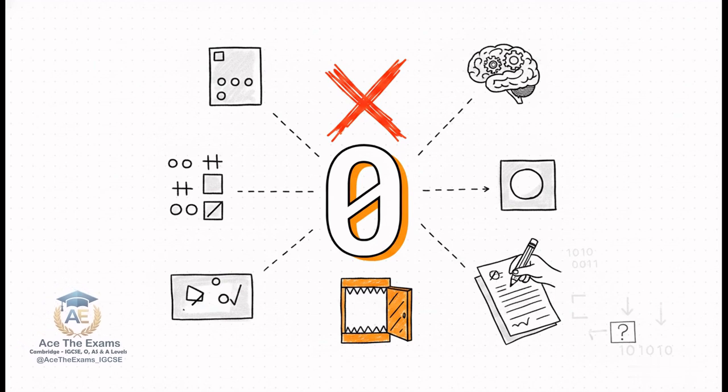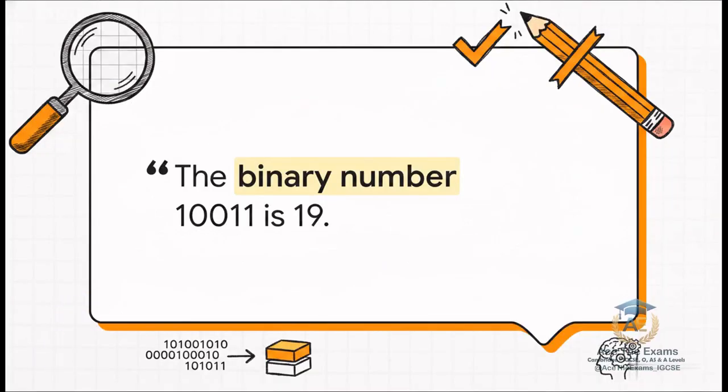No way, right? Let's do a quick topper autopsy on this exact scenario. Take a look at this answer. The binary number 10011 is 19. Now, if you wrote this in your exam, you would be factually correct. The Denary equivalent of 10011 is in fact 19. But, and this is a massive but, if the command word in the question was calculate, this technically correct answer completely fails to score any points.